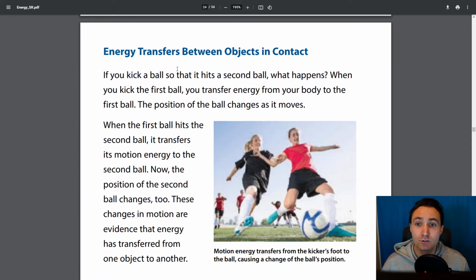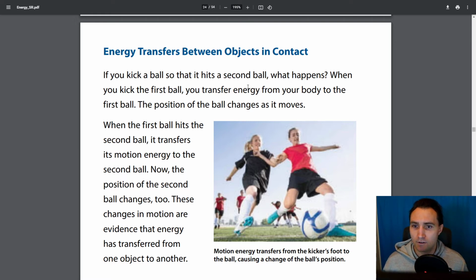Energy transfers between objects in contact. All right, if you kick a ball so that it hits a second ball, what happens? You can think about a soccer ball, or maybe some of you have played billiards, or maybe you call it pool, with the stick. When you hit the cue ball and it hits another ball, what happens?